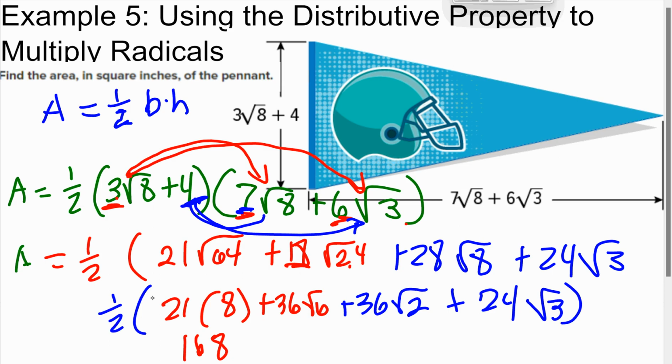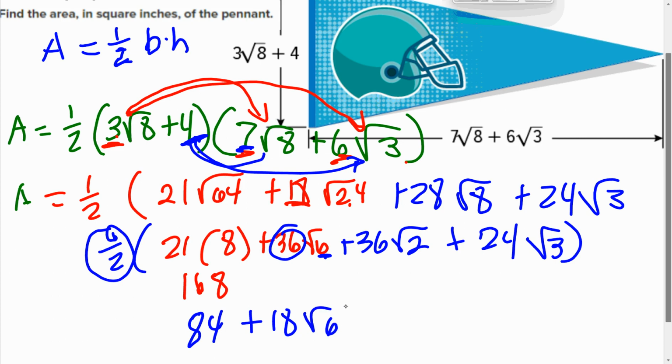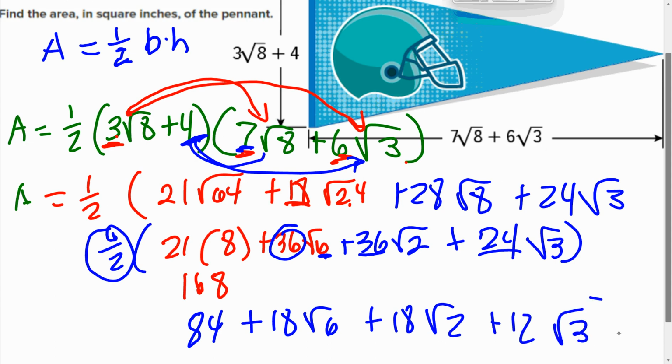So times by 1/2. So this 168 is going to be half of that, which is 84. Okay, half of 36 is 18, because I don't take half of what's inside the root. This is outside the root, and this is outside the root. So I'm only going to get 18√6. Half of this is going to be another 18√2, and then half of this is going to be 12√3. Okay, so there's my answer for my area.